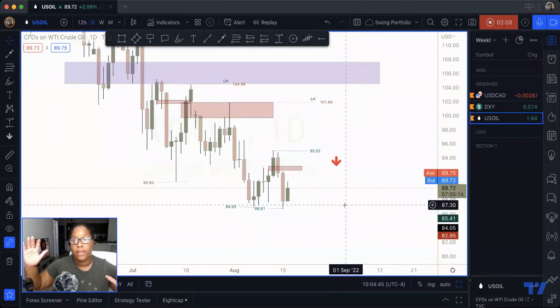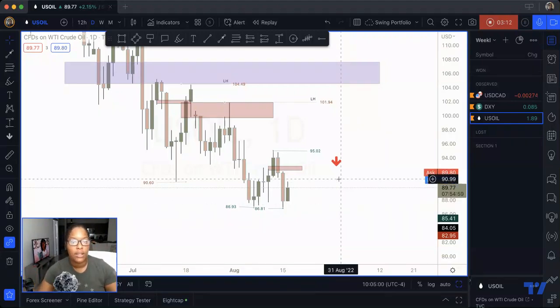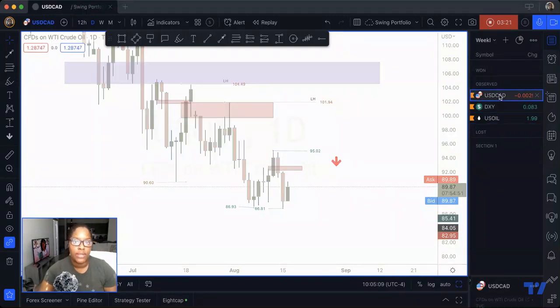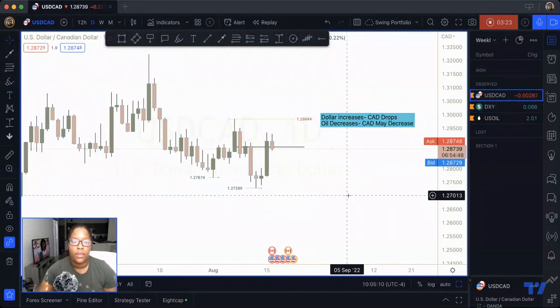So what you're seeing me do is break down trend opportunities. I can trade the oil independent of the dollar index, only because we're trending right now: lower lows, lower highs, sell at the lower high. So in my mind, I may be looking for a sell on US oil, but now how does that reflect on USDCAD? Let's get into that.